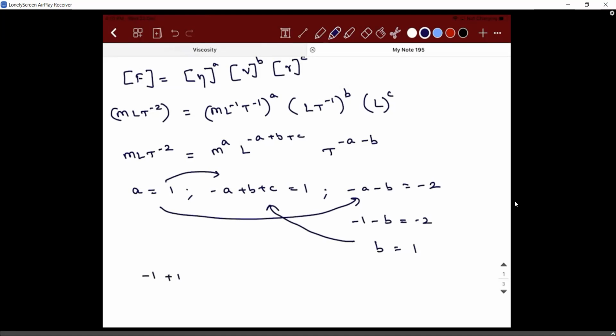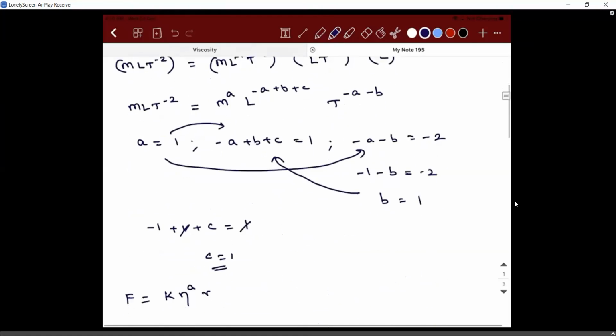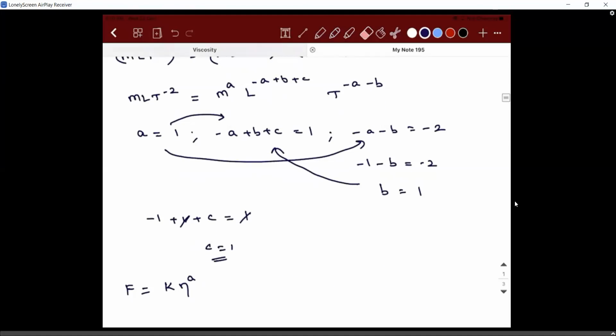If I substitute it here, -1 + C is equal to 1. So how much is C? C is also equal to 1. So A, B and C are 1. We know that F is equal to K times eta^A, r^B, v^C, which implies F is equal to K times eta r v.